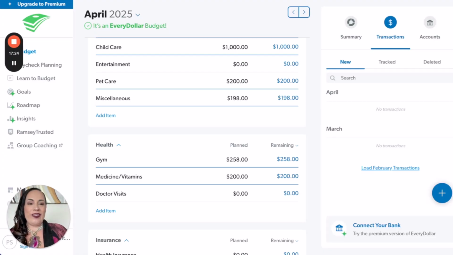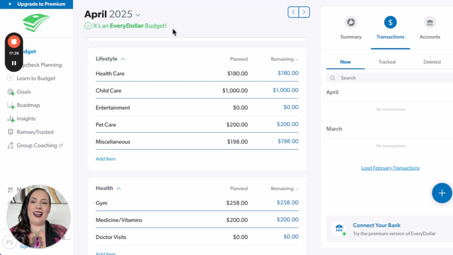Okay, so we've entered everything in here and it says, ta-da, it's an EveryDollar budget, yay! So that means that we have done what's called a zero-based budget. We've taken our income minus the allocations and that equals 0. Now that doesn't mean that we have to have a bank balance of 0. We could have some money where its job is to stay in the account as a buffer. And that is in fact what we have.